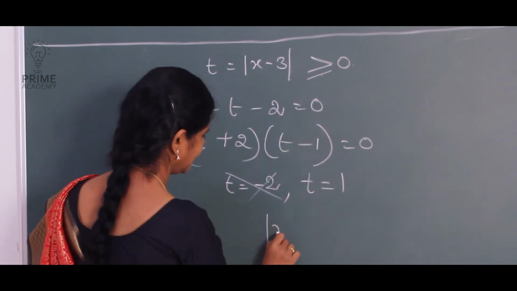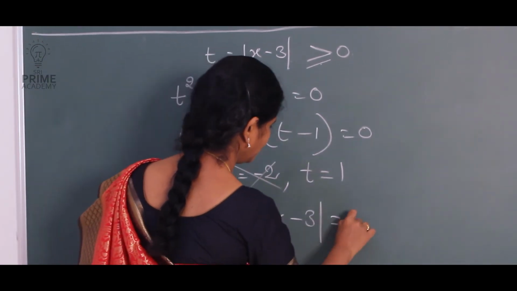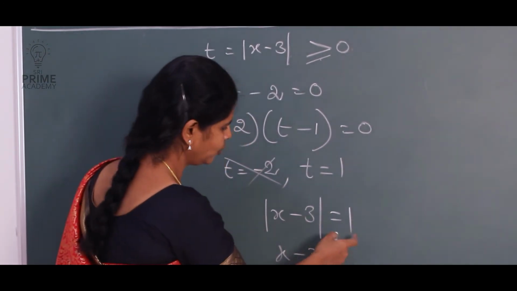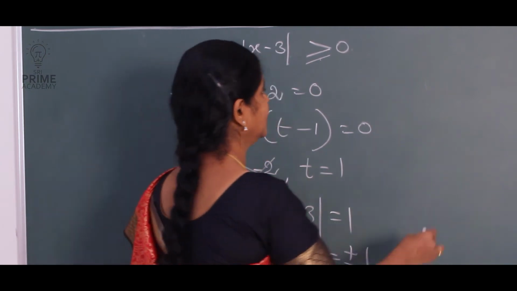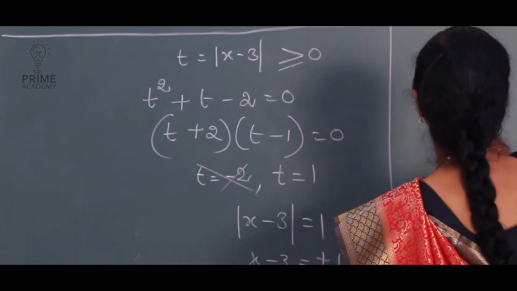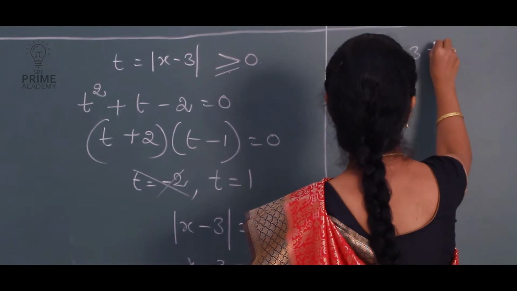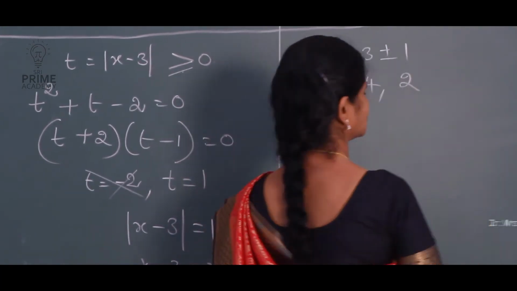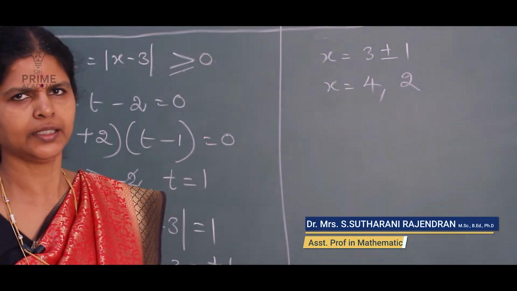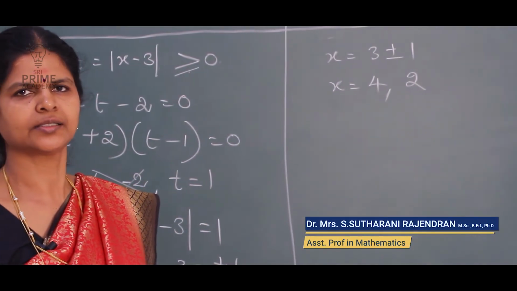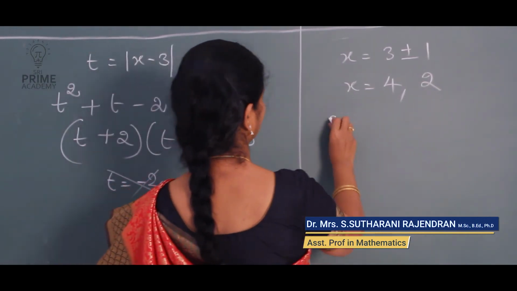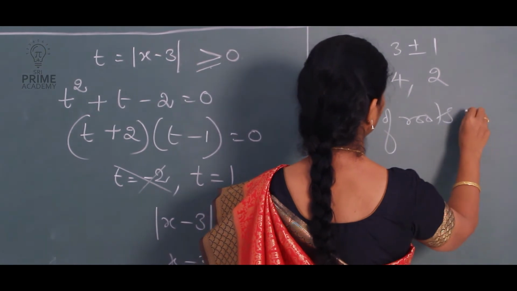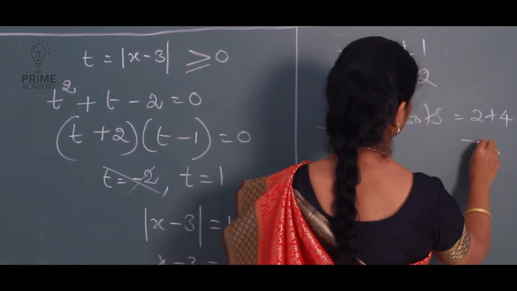Okay. So modulus x minus 3 is equal to 1 implies x minus 3 is equal to both plus or minus value, it takes. Okay, so now very simple problem I told. So x is equal to 3 plus or minus 1. So x is equal to 4 comma 2. So x equal to 4 comma 2 are the roots of the equation. So what is the sum of the roots? So the sum of the roots of the equation is 2 plus 4 equal to 6.